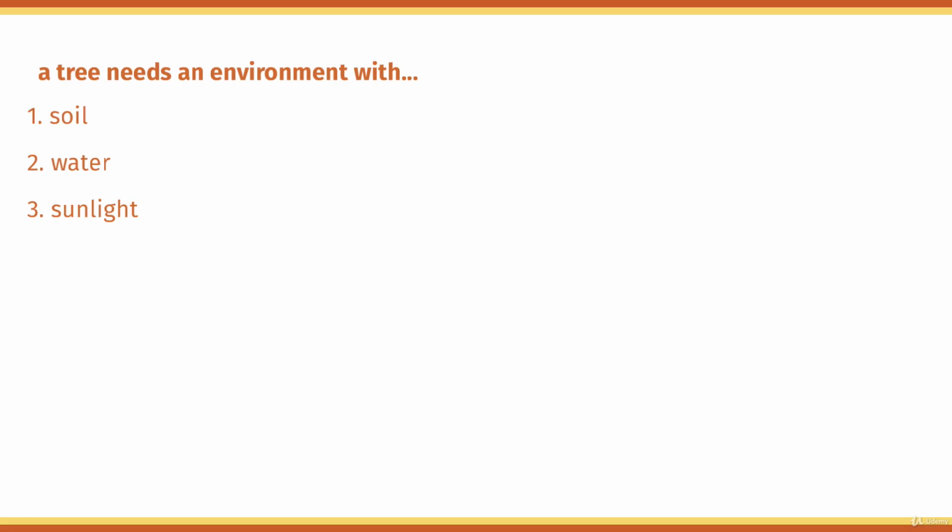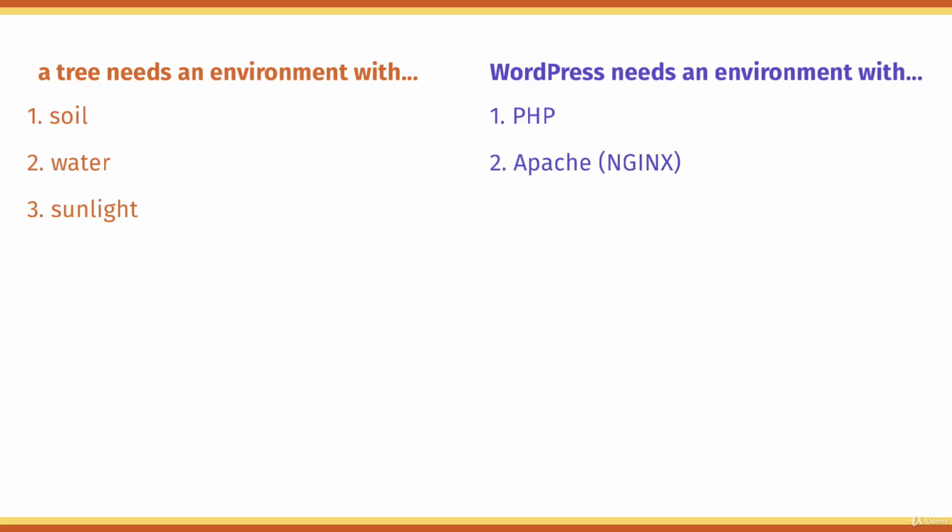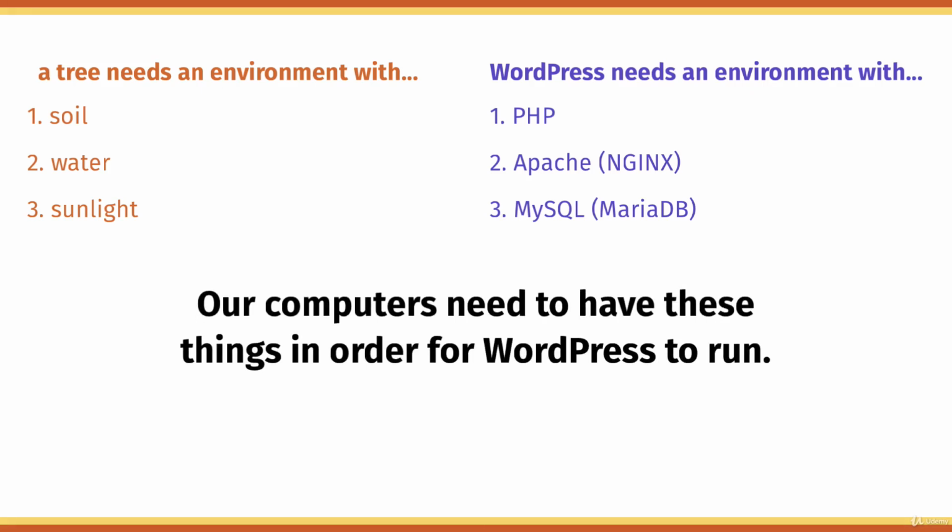It's the same thing with WordPress. We can't just plant WordPress anywhere on our computer. WordPress needs an environment with the following three things. Number one, PHP. Number two, Apache or Nginx. And number three, MySQL or MariaDB. Now don't worry, I do not expect you to know what any of those things are. But for now, just know that our personal computers need to have these things in order for WordPress to run. Most computers do not come pre-installed with these things, so we need to go out and get them.